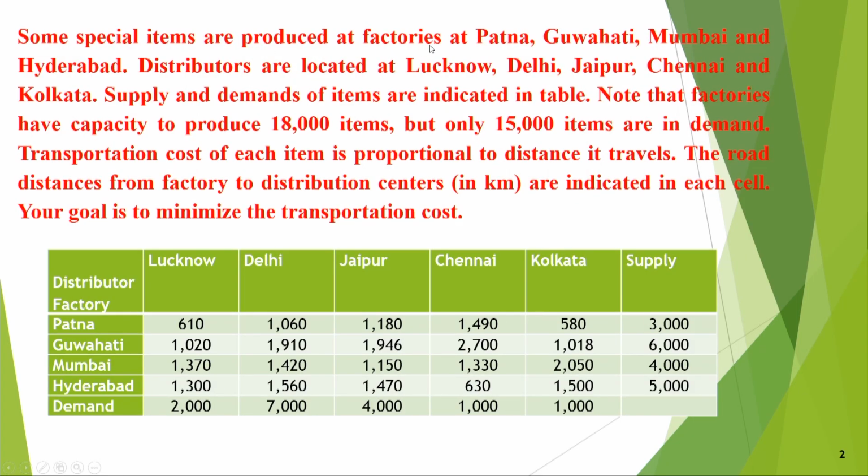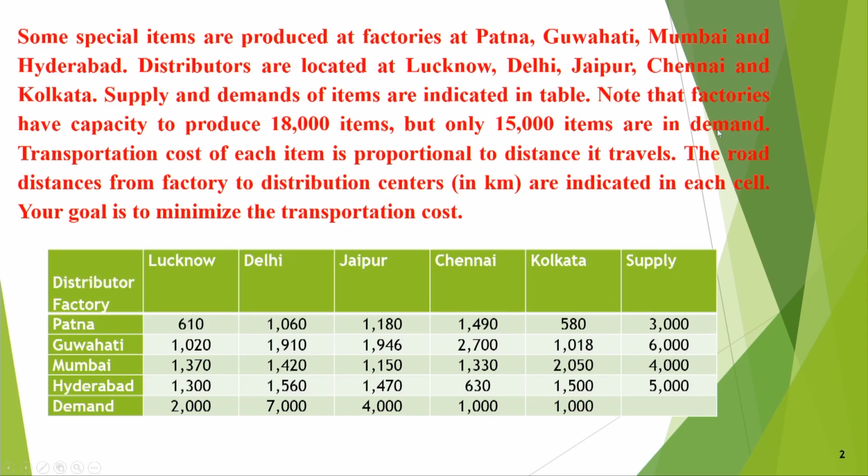Some special items are produced at factories at Patna, Guwahati, Mumbai and Hyderabad. This is given here in this column. Distributors are located at Lucknow, Delhi, Jaipur, Chennai, Kolkata. And supply and demand of items are indicated in the table, who supplies what.